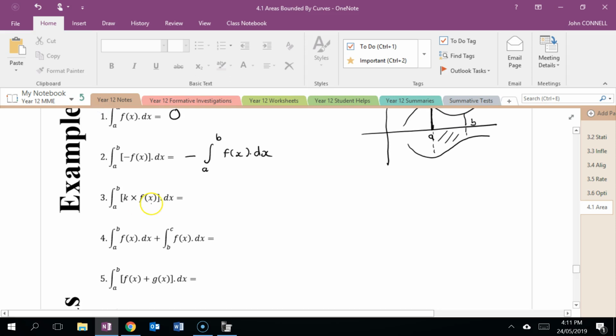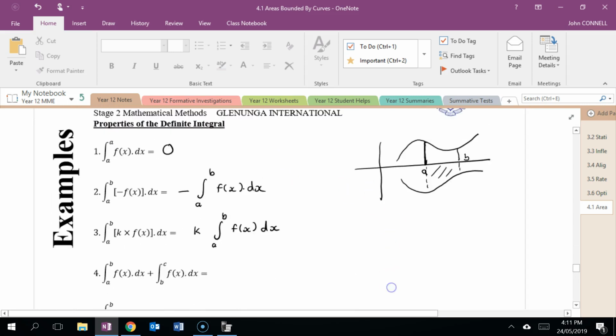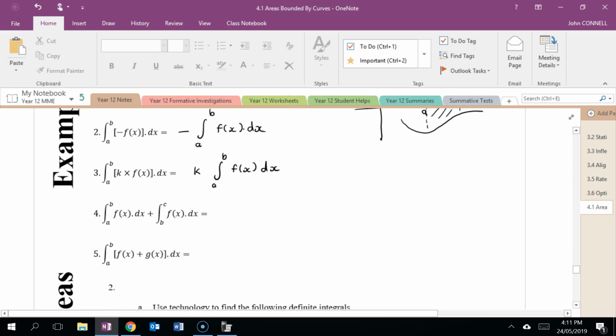If we have any number out the front, or multiplied by the function, a bit like what we can do with derivatives, we can bring it out the front of our definite integral. If I'm adding from a to b, and then from b to c, like this, then the integral is just going to be the combination of both those areas, so it's going to be equal to the integral from a to c of f of x.